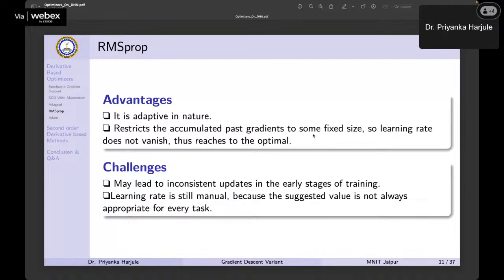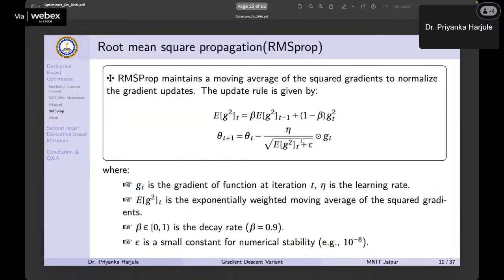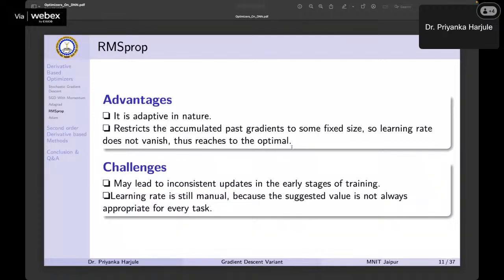So this also may lead to inconsistent updates in the early stages of training, because you can see that this is relying on the exponentially weighted moving average. So in the early stage, this may be very, very small, or this may be very large at very frequent times. So the learning rate is still manual, because the suggested value is not always appropriate for every task.